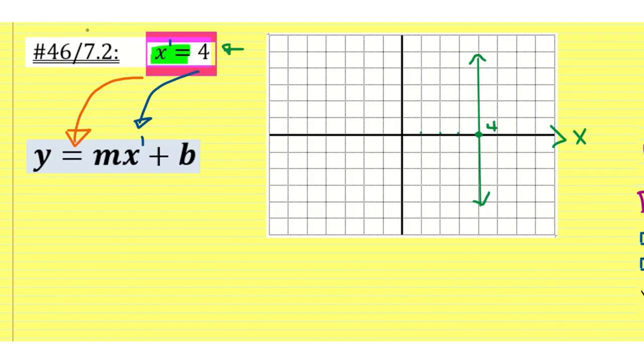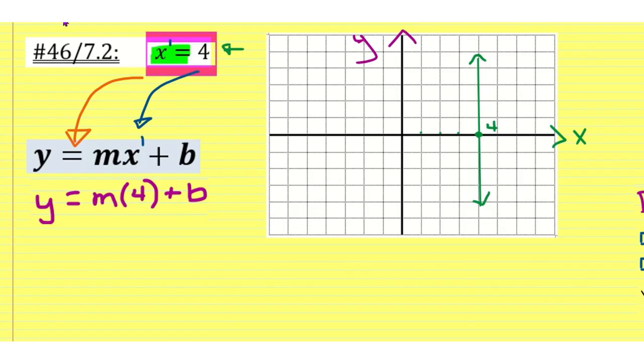It is constant. Okay, so how can we rewrite that? We could rewrite that as y equals m times the constant of 4 plus b. Well, it is never going to touch that y-axis, right? The x equals equation is only going to touch the x-axis. It is never going to touch the y-axis.